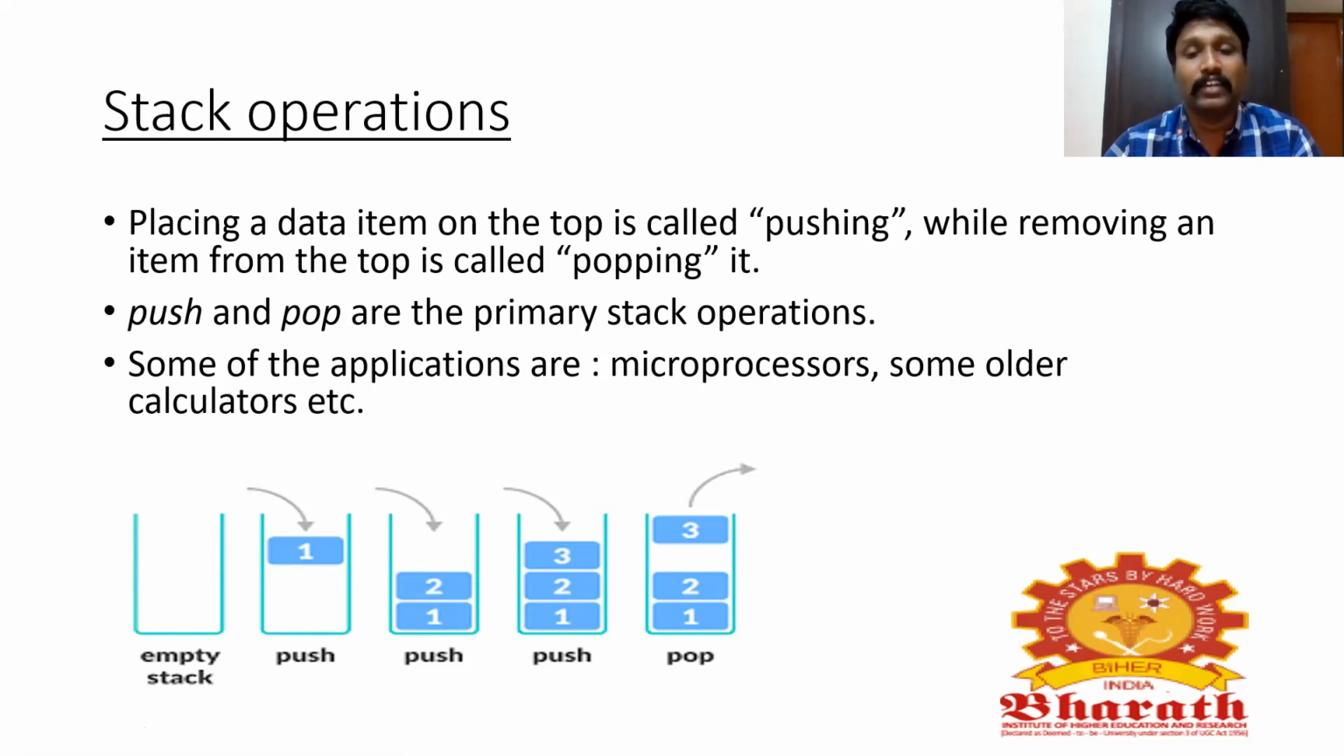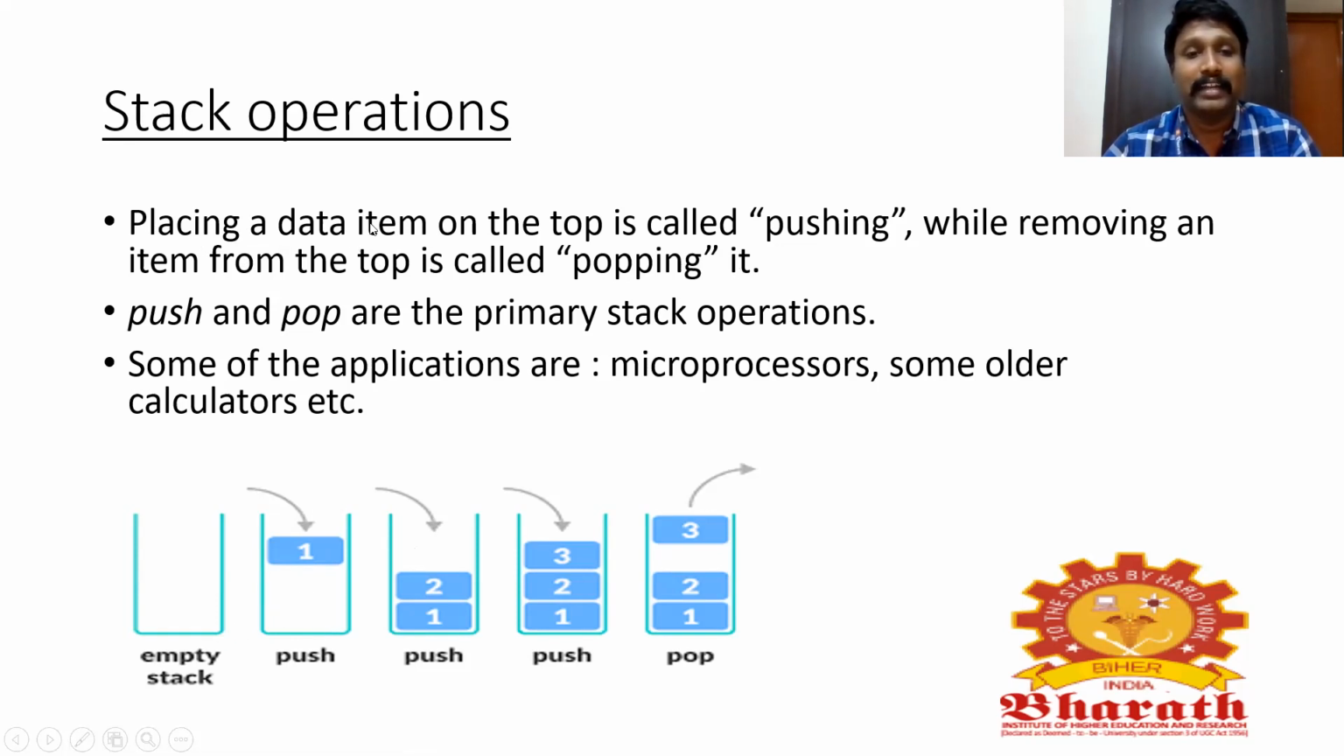So now you would have understood what is push and what is pop, and what is top element, and what are the two different exceptional conditions. So placing a data item on the top is called pushing, while removing an item from the top is called popping. So the first point says that there are two different operations, pushing and popping. Placing a data item, an element, on the top is called pushing. On the top, because there is only one element. So one is the top. So it goes down, it comes here. So that is the top.